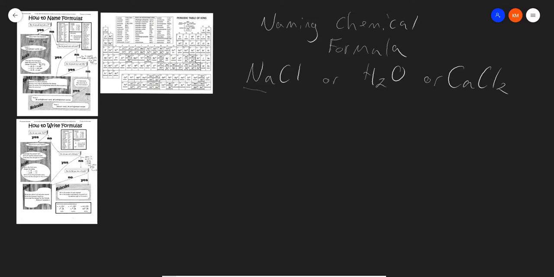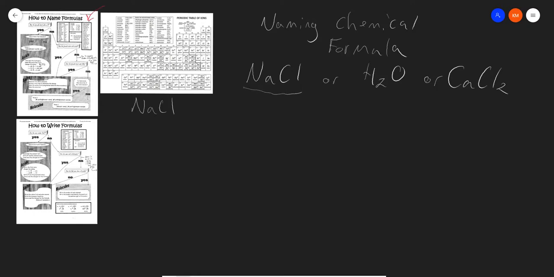So these are chemical formulas. You remember they're compounds, made up of more than one element, more than one atom here. So let's start with NaCl. What is its name? And what we can use to find out the name is this right here.